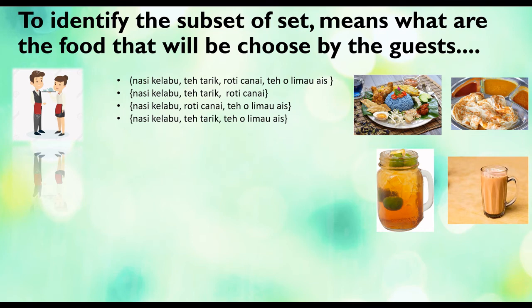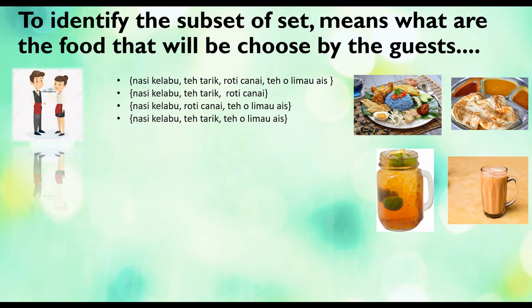Okay, first you take your first element and then you pair up with everyone. Okay, first is all of them. Then after all of them, you can eliminate one of them. For example, the first one, I take nasi kelabu, roti canai and teh tarik as a combination. Second, I take nasi kelabu, roti canai and teh o limau ice. Third, I take nasi kelabu, teh tarik and teh o limau ice as the combination.